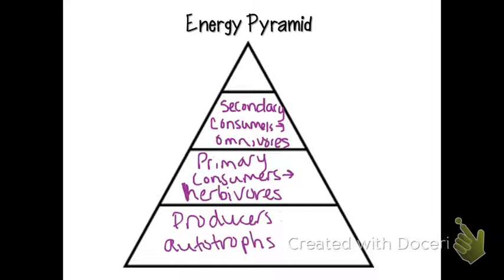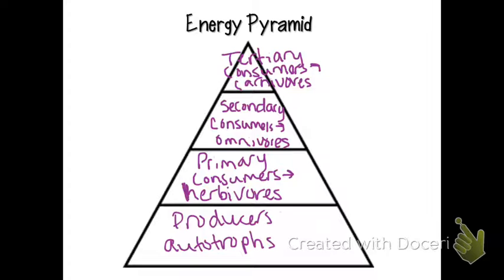At the very top of our pyramid, this is our tertiary consumer. Tertiary consumers feed on secondary consumers, and these are going to be your carnivores. So these are only our meat eaters at the top of our pyramid.